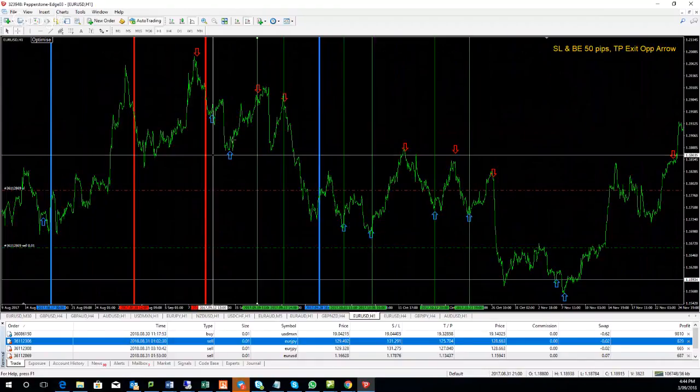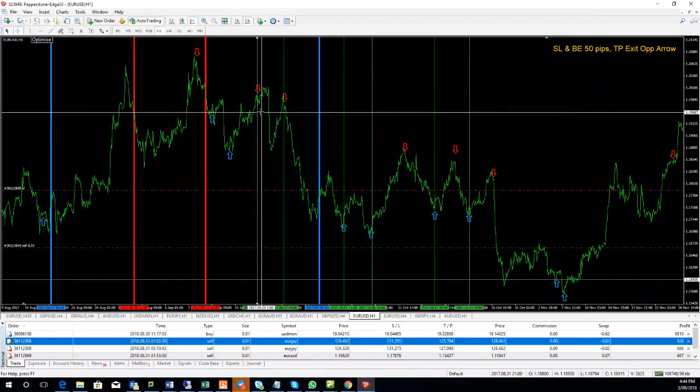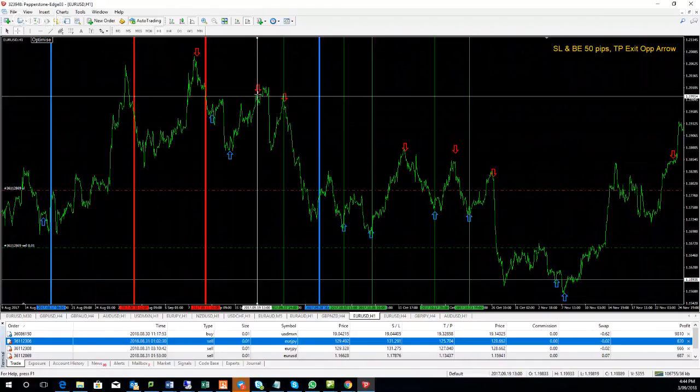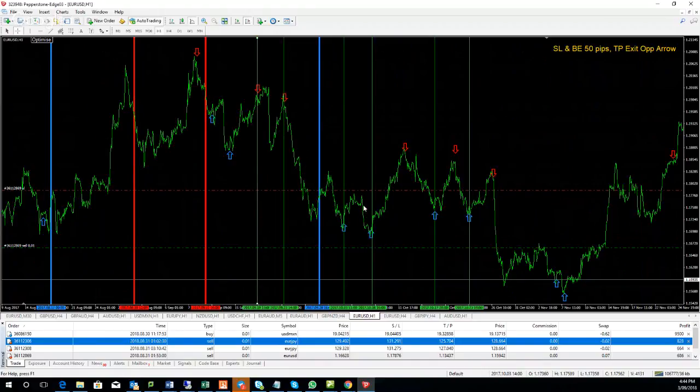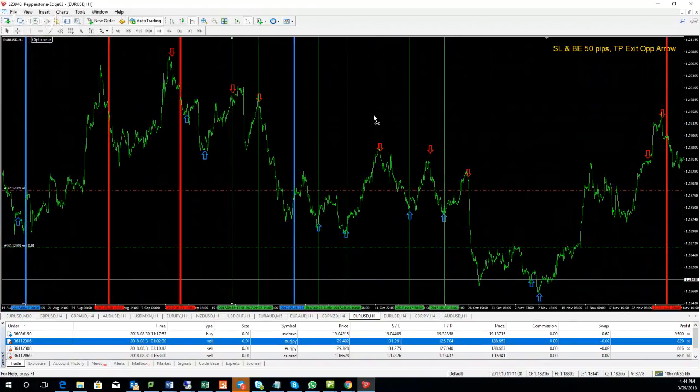Now the idea is that you would enter here at the pullback. You might set your stop loss to say around 50 pips, and your exit is the opposite arrow. Why I would do that is because really one of the keys to successful trading is cutting your losses short and letting your profits run, which can be really hard, easy to say, but really hard to do sometimes. By doing this, you actually are letting your profits run, and it takes discipline, but it'd be well worth it.